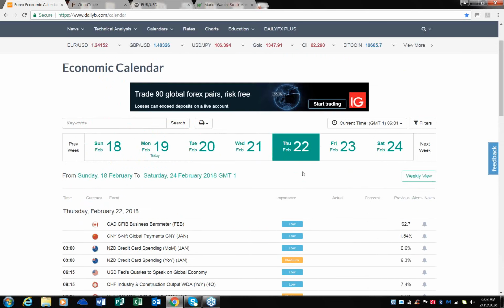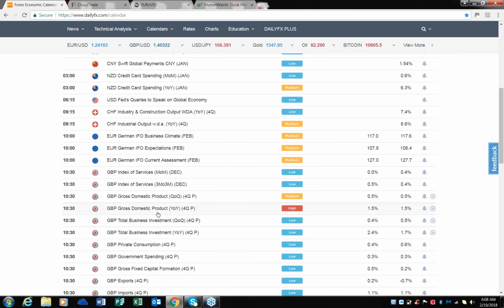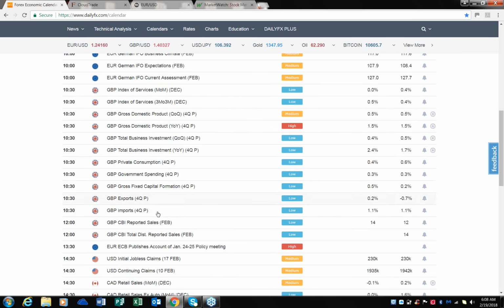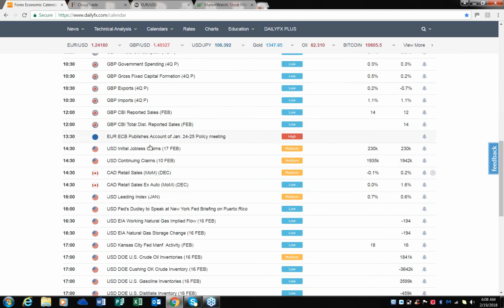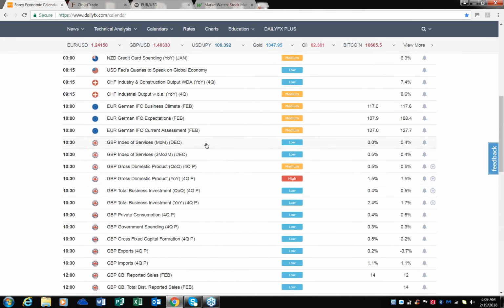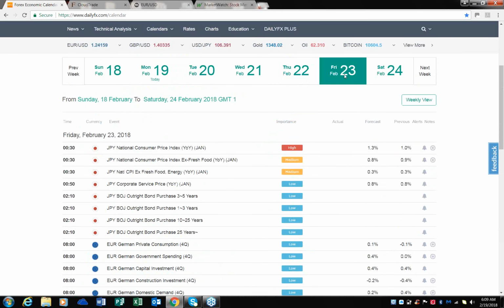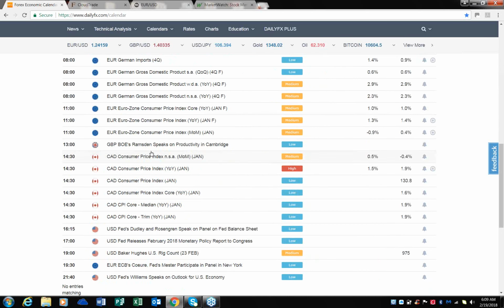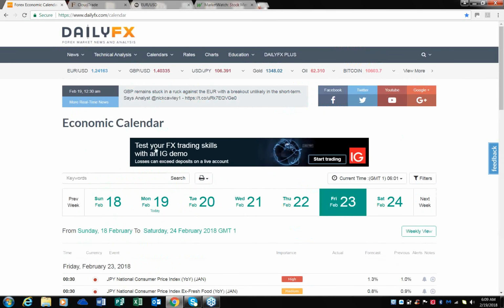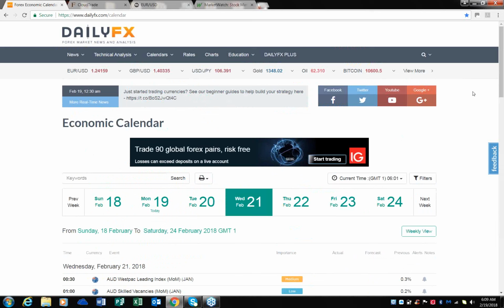So let's go to Thursday. Thursday we have the UK GDP report. That's another report of huge importance. And then the ECB publishes account of their own policy meeting on Thursday. Obviously that will impact us trading the Euro-US dollar. And then Friday, the last day of the trading week, we have the Japan Consumer Price Index and the Canadian Consumer Price Index. So the major report this week is the US FOMC meeting report on Wednesday in the evening.